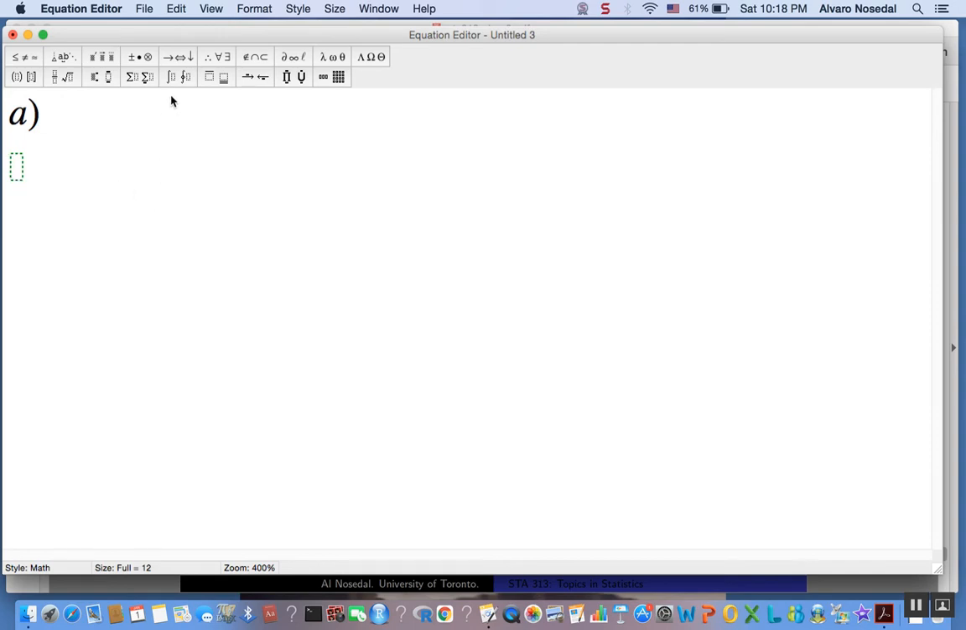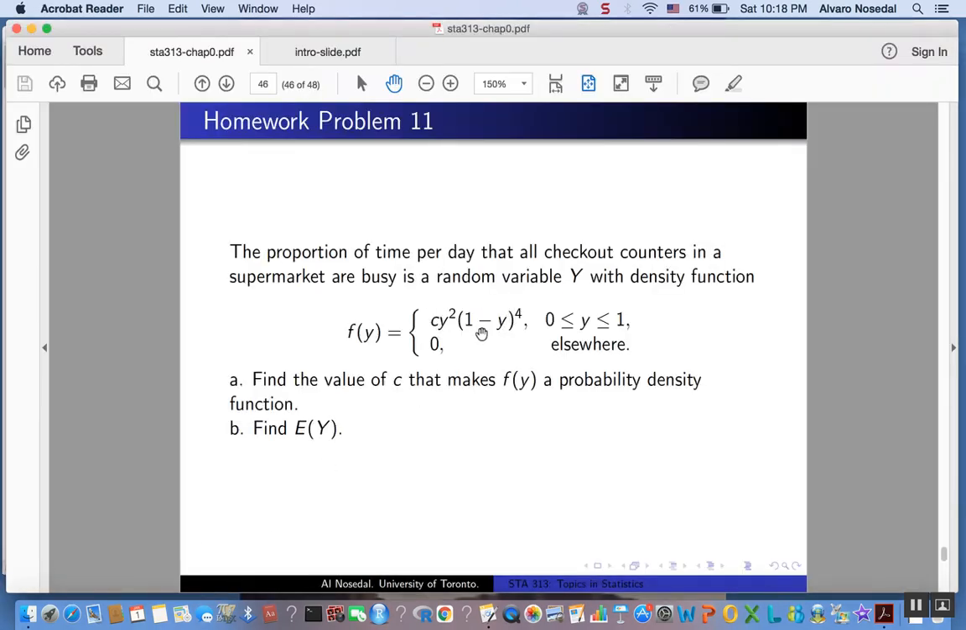As we said, what we're going to be doing here is using that property that if you have a continuous random variable, the integral from negative infinity to infinity of its PDF must be equal to 1. So, in this case, remember we only have something between 0 and 1. The PDF is 0 elsewhere.